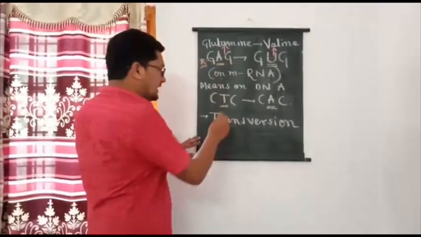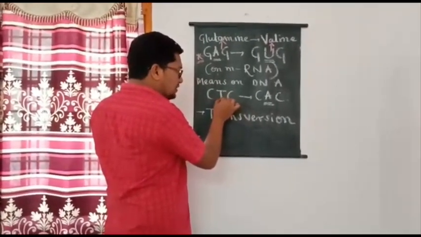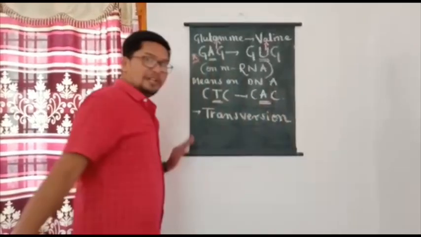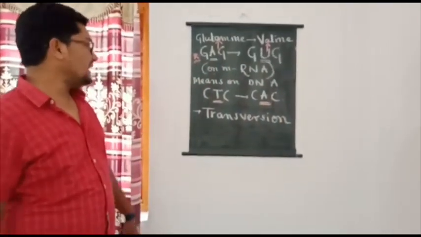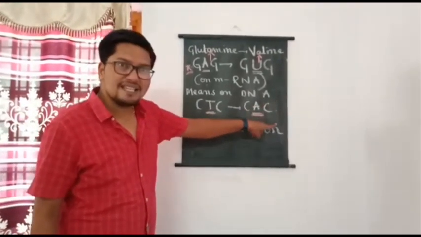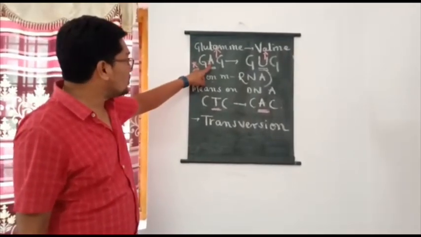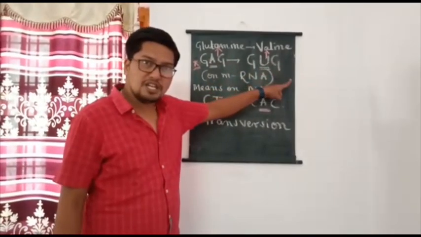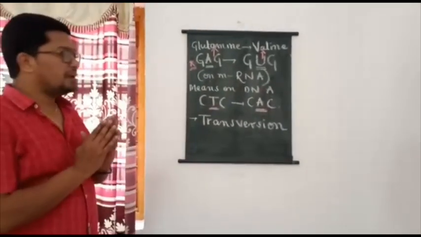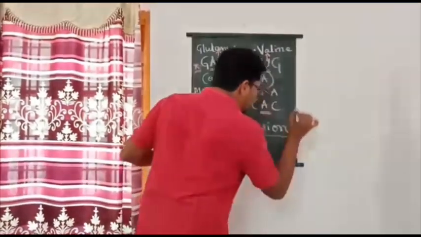But on DNA what happened? Due to a point mutation, thymine nucleotide is replaced by adenine nucleotide. Means on DNA, CTC is replaced by CAC. That's why on mRNA what happened? The GAG codon is replaced by GUG. So if you ask me what type of gene mutation it is, I say it is transversion.